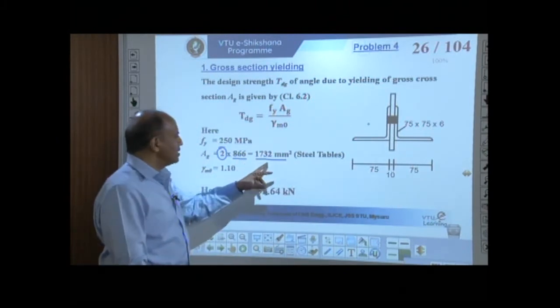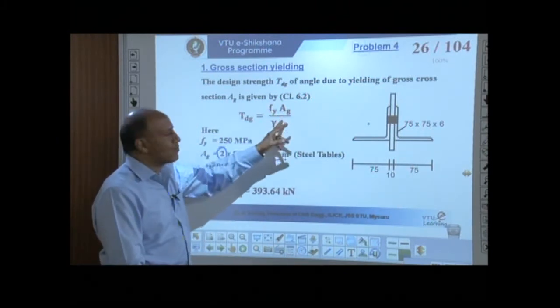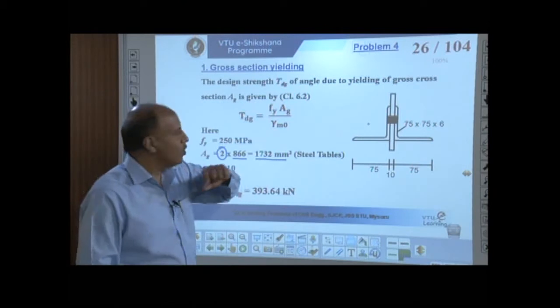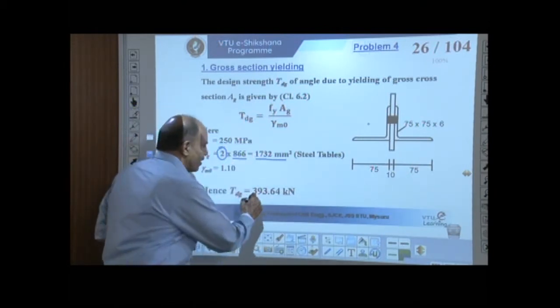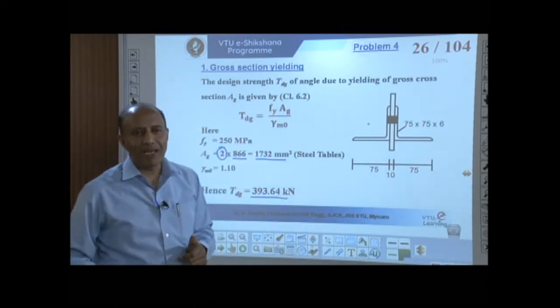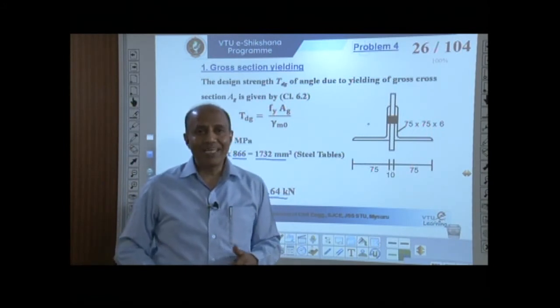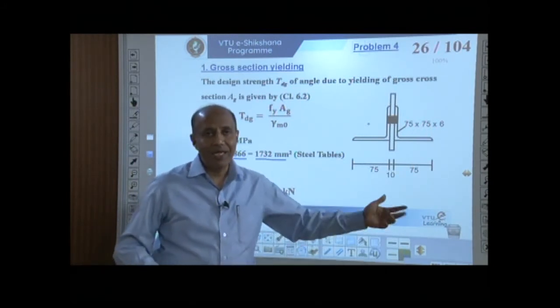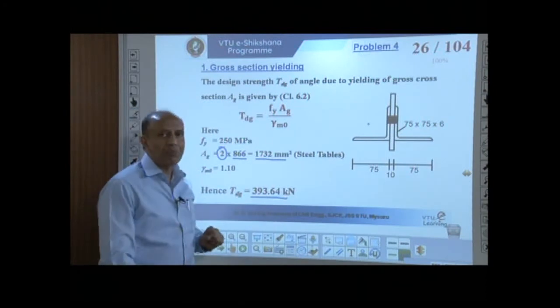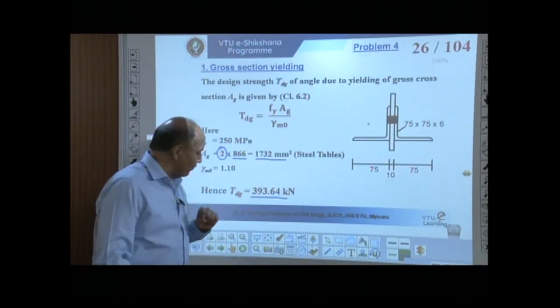So you just take the entire area, multiply by the yield stress, and then divide by the partial safety factor, and you get the value of TDG. So it's a very simple, straightforward way of calculating the design strength due to gross yielding, and with no time you can finish this part of the problem. Correct. Now coming to the next one.